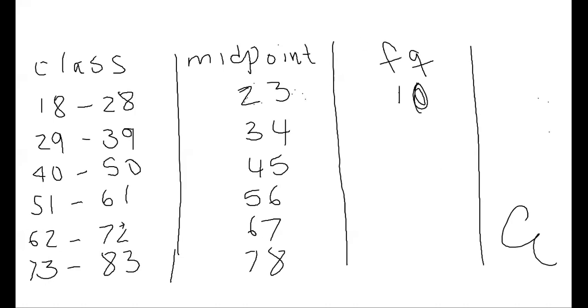I have here an Excel file that has the classes, the midpoints, and the frequencies. Then here in the frequency column, if I pick a number, for example the 7, what is a statement that I can say? I can say 7 of the people are between the ages of 62 and 72.